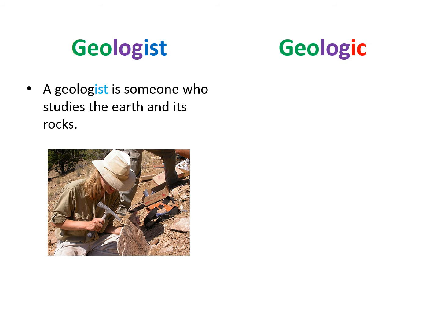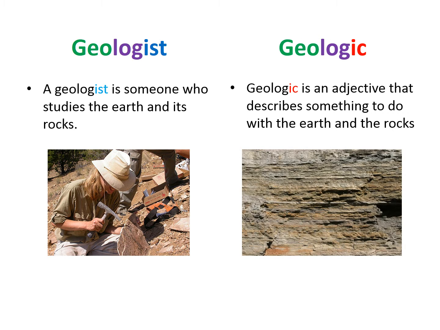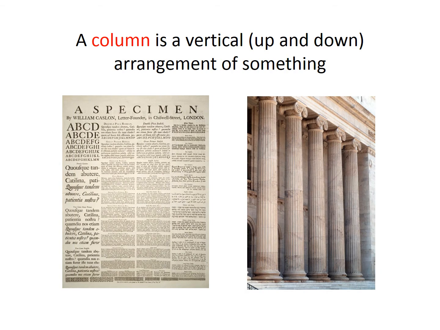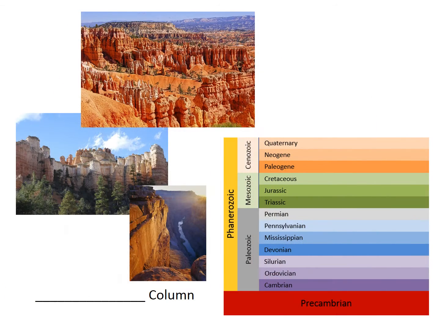When you see ic at the end of a word, that tells you the word is an adjective to describe something. So geologic is an adjective to describe something to do with the earth and its rocks. A column is a vertical or up and down arrangement of something, like a newspaper column or a column on a building. Now you know why we call this vertical arrangement of rock layers all around the world the geologic column.